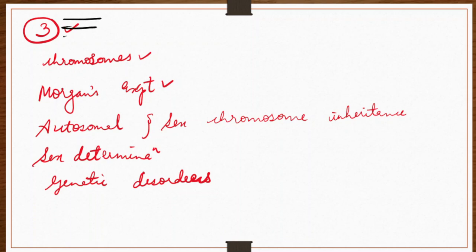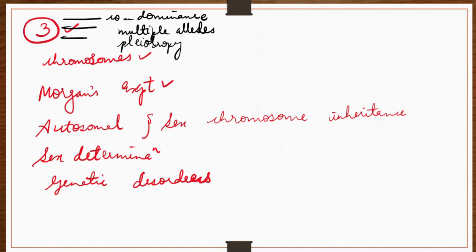So what are the three topics we will study here? Codominance. Then we are going to study multiple alleles. After multiple alleles, we are going to study pleiotropy. And after pleiotropy, we are going to study this. How many more lectures it will take, I will tell you now. For these three topics and chromosomes, we will take one class till here. So there will be one class for this for sure.